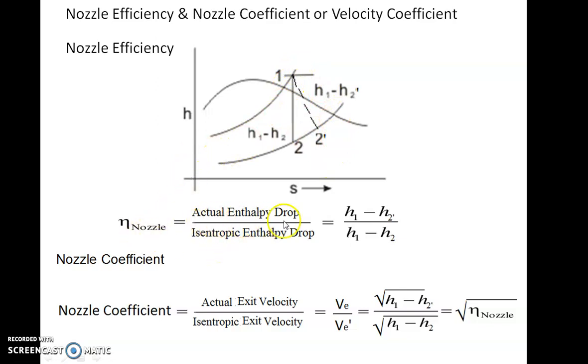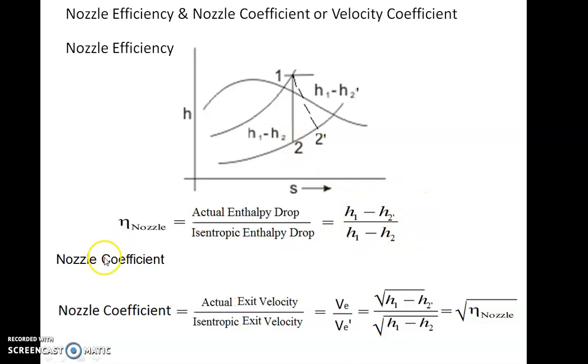Nozzle efficiency is nothing but the actual enthalpy drop, which is 1 to 2 dash, upon the ideal enthalpy drop, which is 1 to 2, the isentropic enthalpy drop. So nozzle efficiency is H1 minus H2 dash upon H1 minus H2. You can say H1 minus H2.